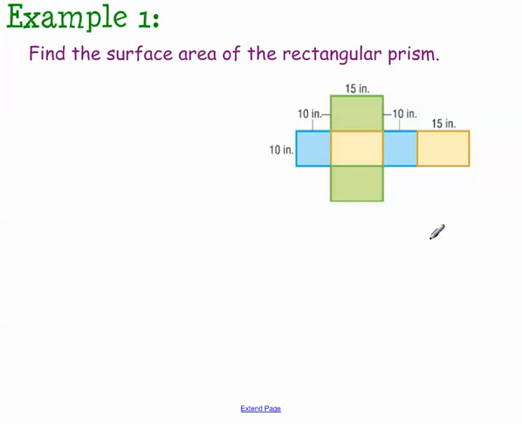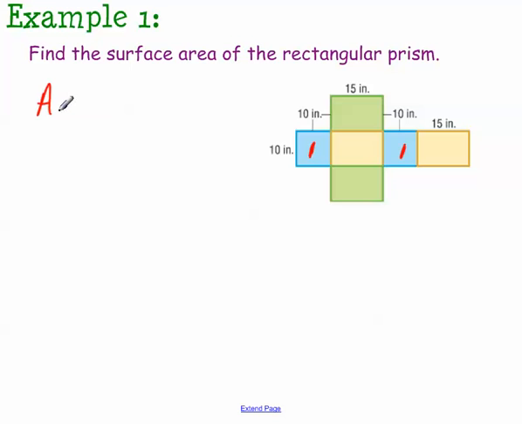Here is my rectangular prism. I went ahead and drew the net for you this time, but there will be some where you will have to. If you notice about this rectangular prism, they are all rectangles. These are squares, but they're all rectangles. I know in your case it's not colored, but this blue one and this blue one are the same, so they should have the same area. Let's just get started.